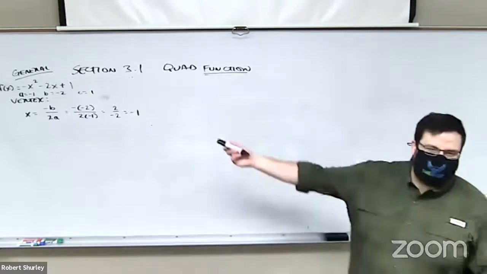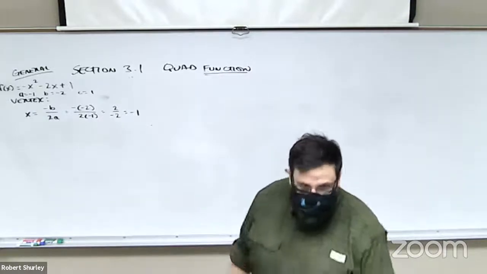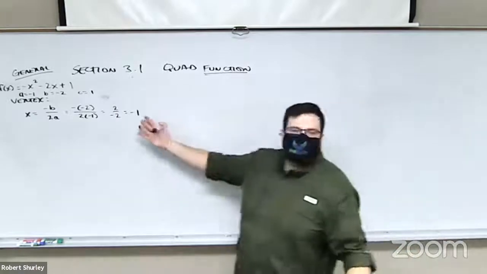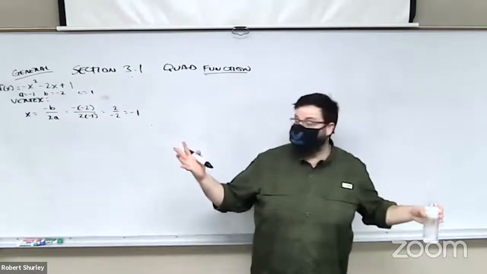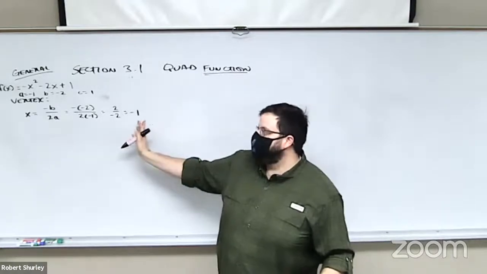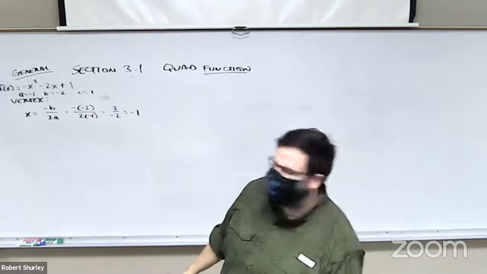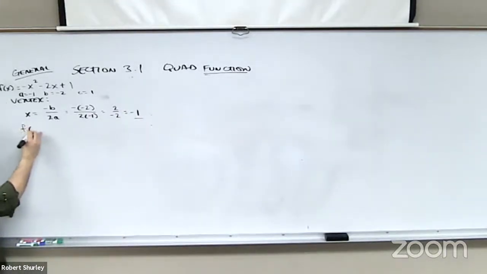Now, if we've got the x value, how do you think we need to find the y value? Plug the x into the equation. Exactly, Kaylee said, just take the x value and plug it back into the equation. That's going to give you the y value. So I'm going to take this number and plug it in as my x value, and that's going to pop out the coordinates for my vertex.